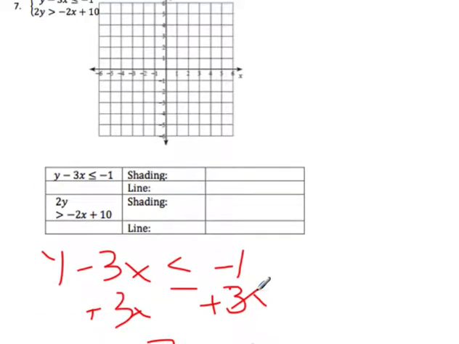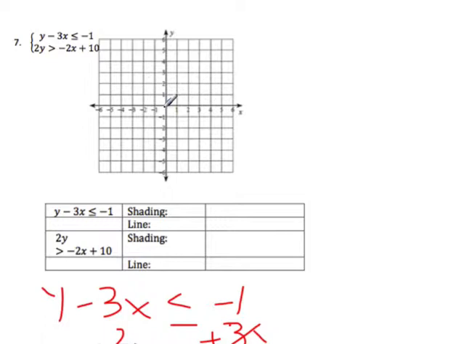Now let's go ahead and graph that. So we're crossing the y-axis at negative 1, which is right here. And then I'm going up 1, 2, 3, and over 1.